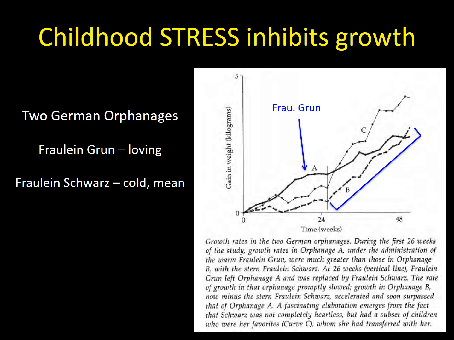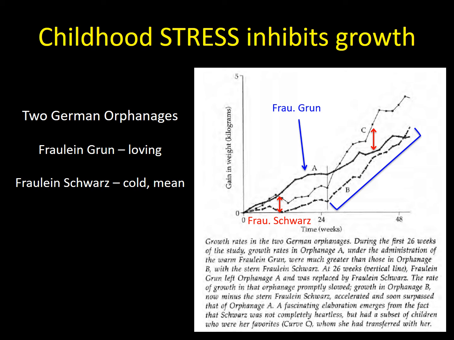They said she read storybooks to them. She would play her guitar and sing to the children. And that contrasts the mean Fräulein Schwartz, who presided over kids in the other orphanage. And what we see during the first 25 weeks of the study is that Fräulein Schwartz's 2 groups of kids, represented by lines B and C here, gained less weight than Fräulein Grün's group of kids, represented by line A.